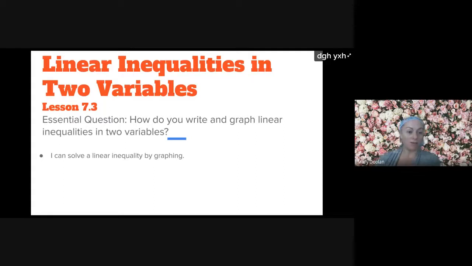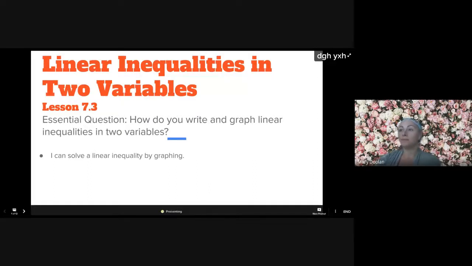So when we have two variables, we can graph it, just like we can with an equation that's in slope-intercept form, like y equals 3x plus 4. We can graph linear inequalities, and a lot of it's similar, but there are some differences.